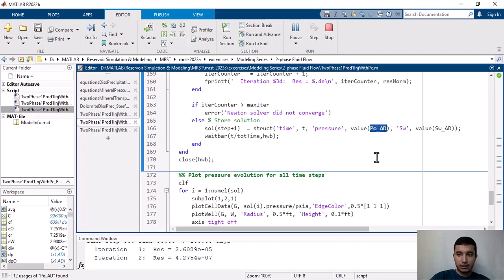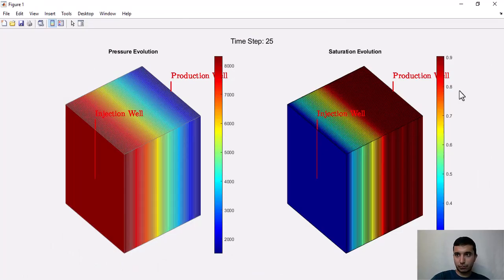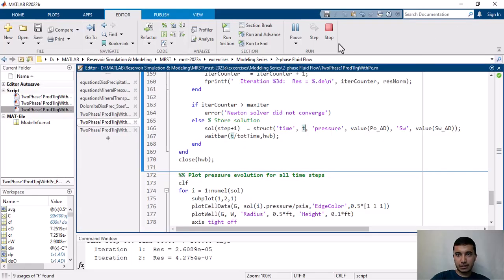All right. So these are the parameters I have stored: the water saturation, the oil pressure, and the simulation time. Alright, and this is the output that you see. Alright, that's it. That's the end of this part. And let's go to the third part of this video, which is to talk about multi-phase fluid flow modeling in a fractured porous medium.